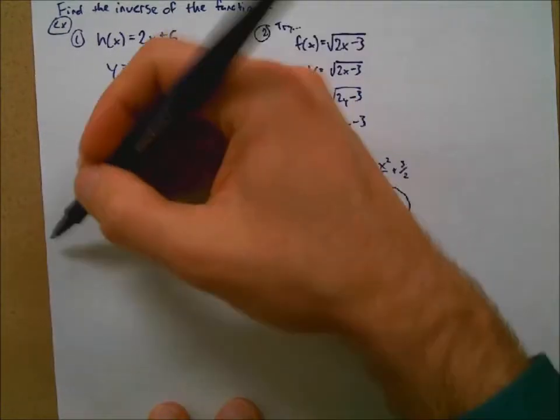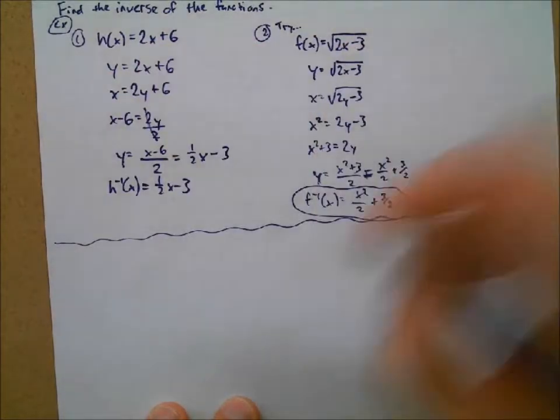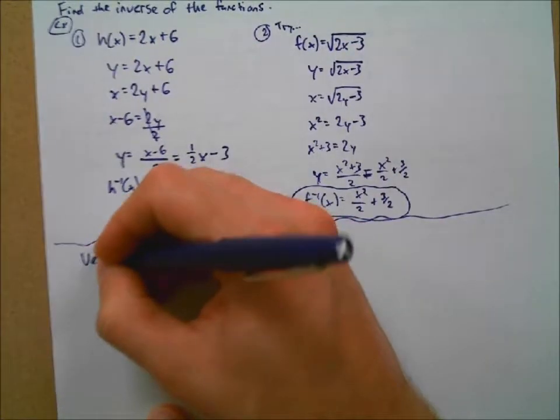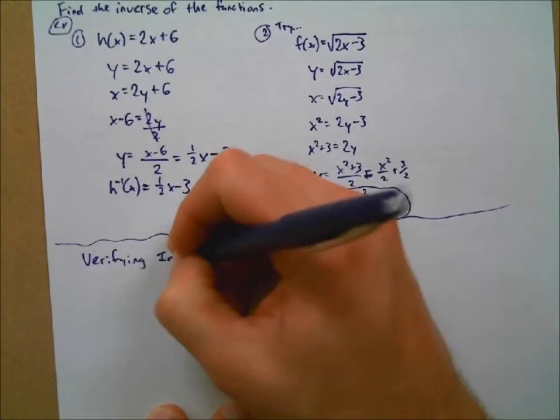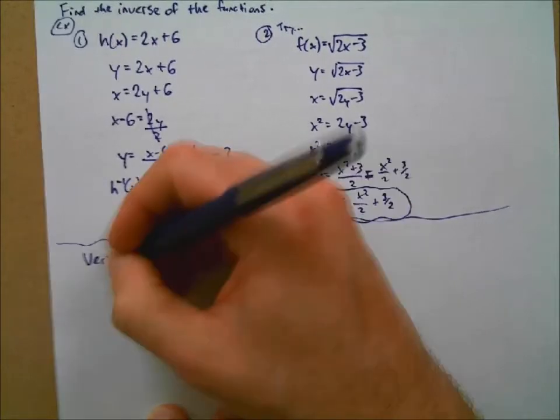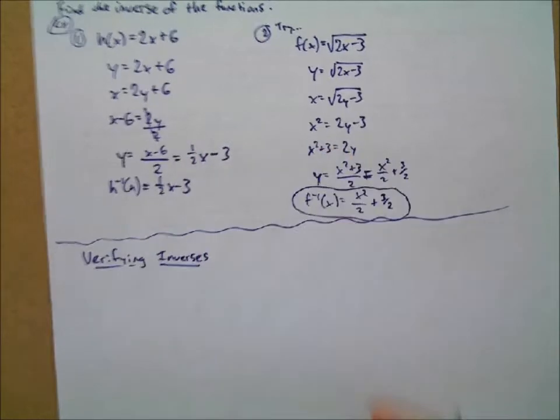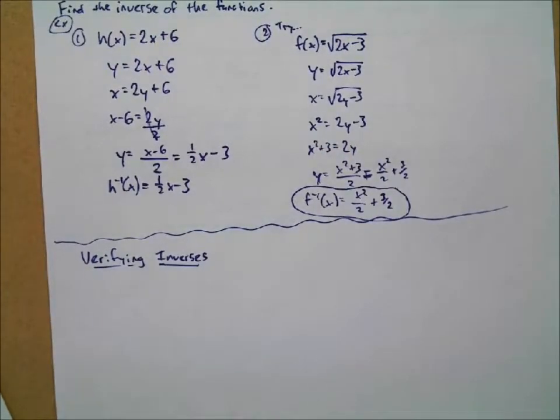So how do we kind of check to see if things are in fact inverses of each other? Does anyone remember how you can check to see if two things are inverses of each other? What can we do? Okay, so kind of set them equal to each other. We plug, yeah, there you go. That's exactly right. We're going to plug one into the other.